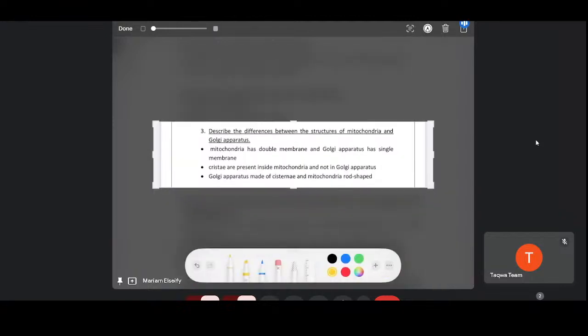Here's another question that mentions the Golgi apparatus. Describe the differences between the structures of mitochondria and Golgi apparatus. Again, let's color the mitochondria in a color. I think mitochondria looks blue or somehow purple, and the Golgi apparatus has the color red. The mitochondria has a double membrane, while the Golgi apparatus has a single membrane. Cristae are present inside the mitochondria, while there are none in the Golgi apparatus. The mitochondria is rod-shaped. These are the differences between the structures.